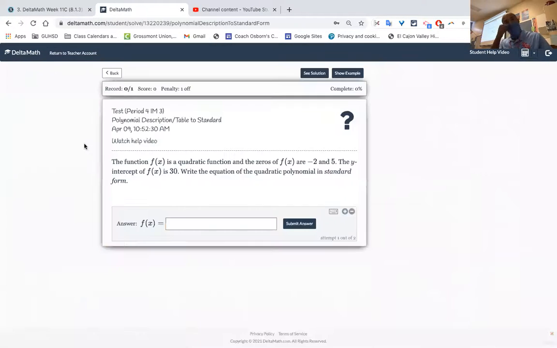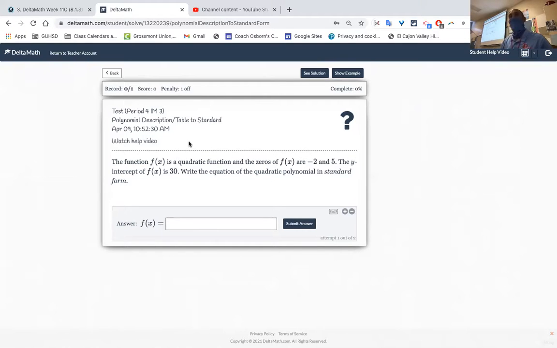All right, so let's do this one. Now, this will give you two different scenarios. It'll either describe it to you, or it's going to give you a table. So I'm going to show you how to set up this one, but I'm going to focus more on a table example.